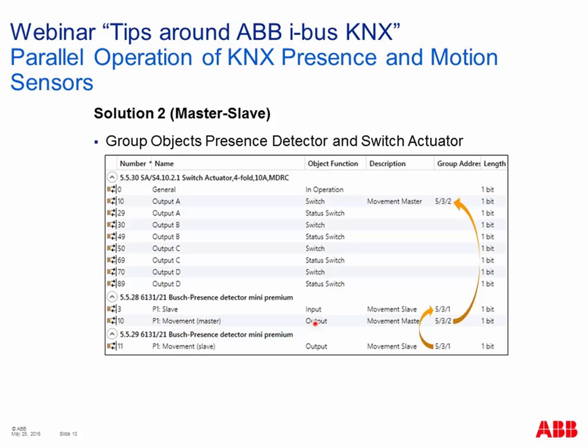So the master sends out on its output, if a movement is detected, a telegram to the switch actuator to switch on the light. If no movement is detected anymore, it will switch off after the light on time. And the slaves, they send cyclically, if they detect something, to the slave input of the master. Okay, there is some movement, and the master will be re-triggered in principle. So this way of parameterization is available in all of our presence or motion detectors, and it's a classical master-slave concept. Good, that's these 2 solutions.